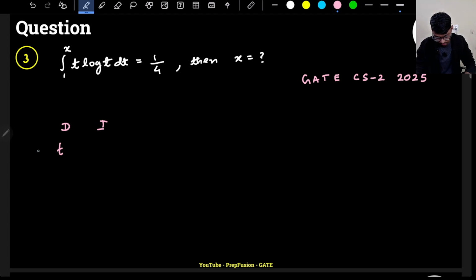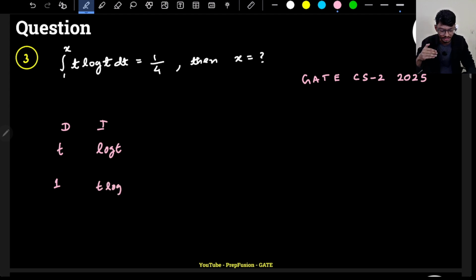So this will be t, and I have to integrate log of t. So this will be log of t, this will be the integration, right? Now the differentiation of t will be 1. What will be the integration of log of t? I hope this is in your mind. The integration of log t is t log t minus t.